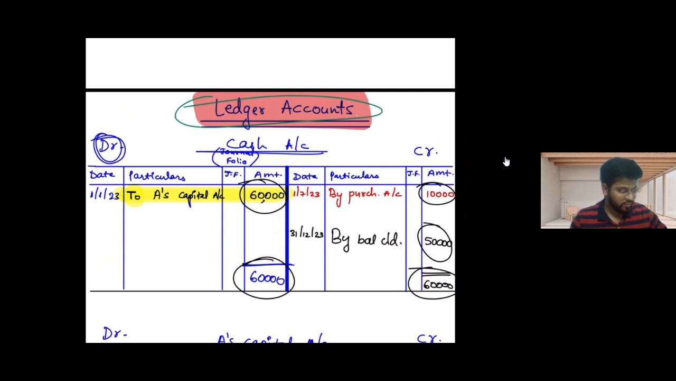Okay, so now see, here we have cash account in front of you on your screens. You can see that 60,000 was brought in as your capital. 60,000 cash was introduced as a capital, so that is the total of your debit side. But how much payments we have made out of this cash?